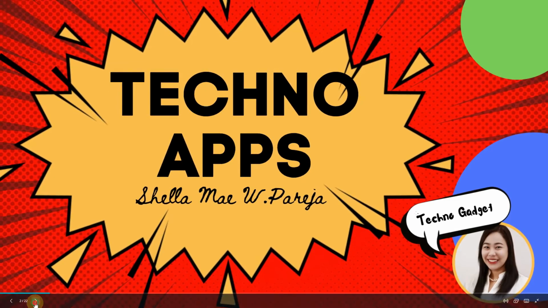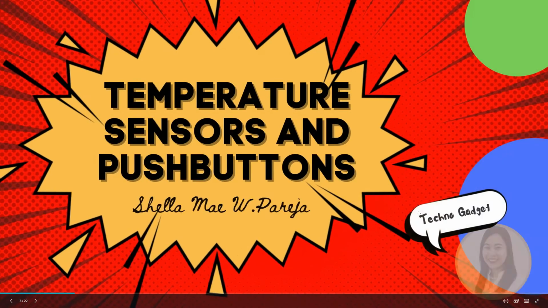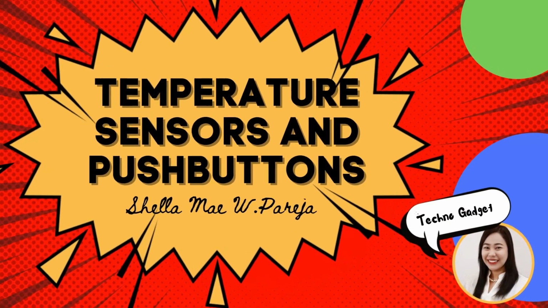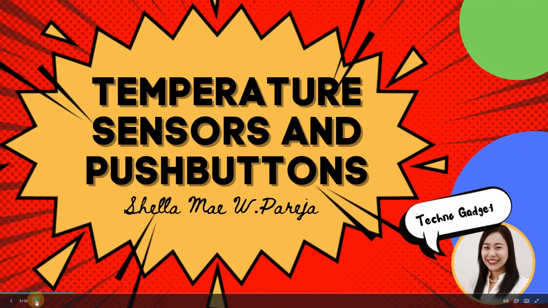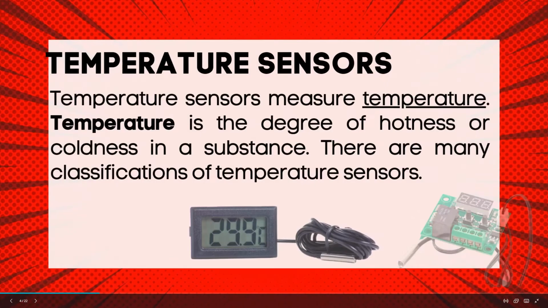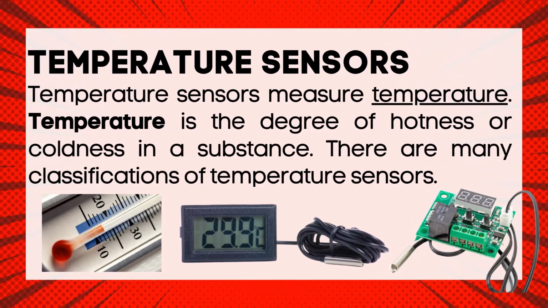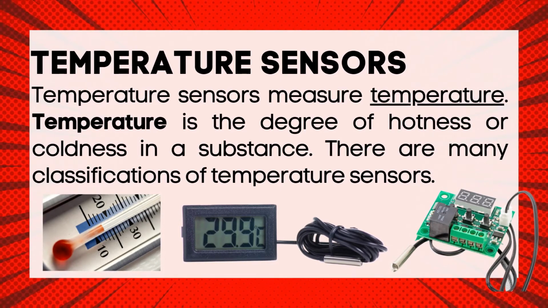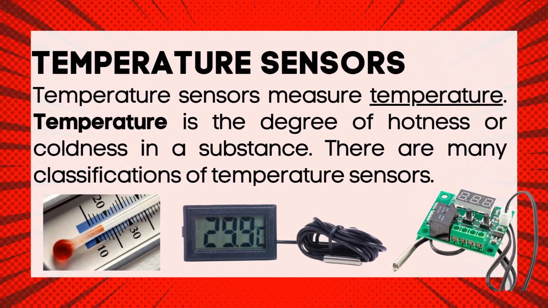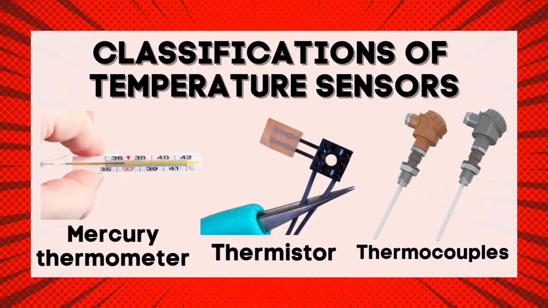For week 4, let's talk about temperature sensors and push buttons. Temperature sensors measure temperature. Temperature is the degree of hotness or coldness in a substance. There are different classifications of temperature sensors. These sensors change in dimensions or function of temperature.